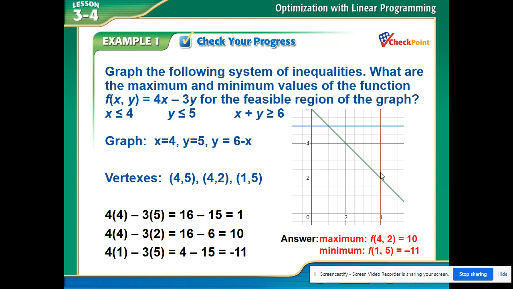So I have those equals, and now I just need to find those corners. So this one here is 1, 5. So there's the 1, 5, and we have 4, 2 for that intersection there, and 4, 5. So those 3, then I make my little table and find out which one's my max. My maximum here is 10, and my minimum is -11.